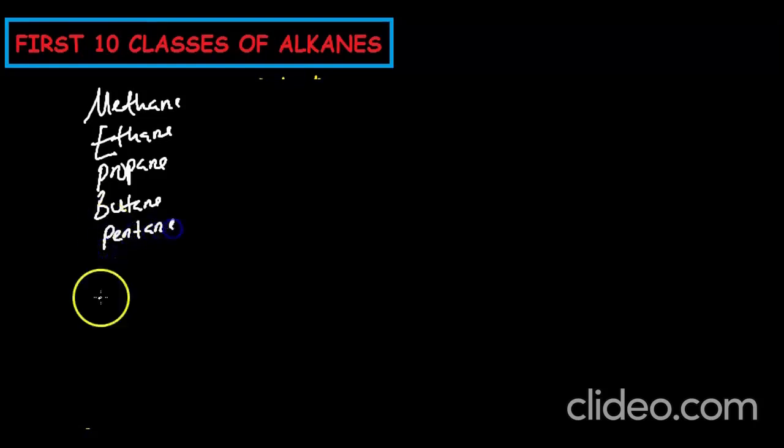The first one we have is methane, then ethane, propane, butane, pentane, hexane, heptane, octane, nonane, and decane. So these are the first 10 classes of alkanes.